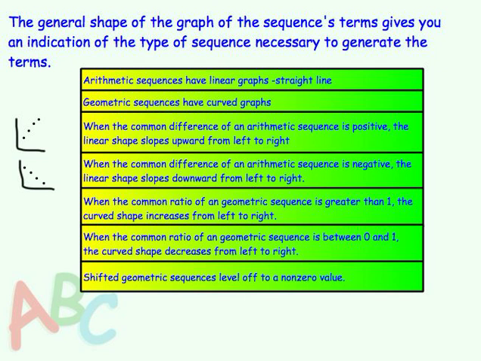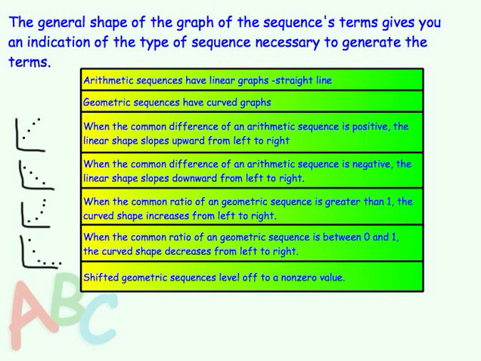When you're looking at a geometric sequence, when the common ratio of a geometric sequence is greater than 1, the curve shape increases from left to right. It looks something like that. When the common ratio of a geometric sequence is between 0 and 1, the curve shape decreases from left to right. So anything that's between 0 and 1 will look something like this. And generally speaking, it will approach 0.